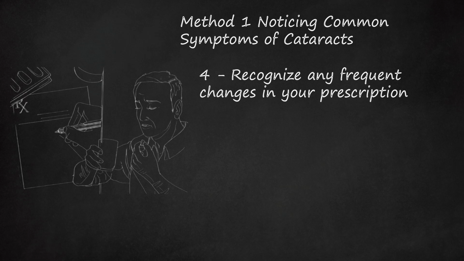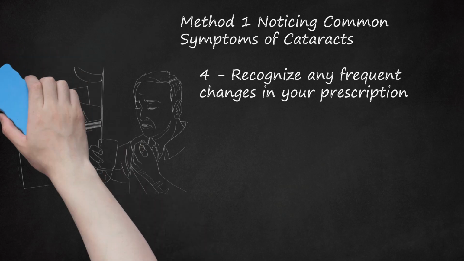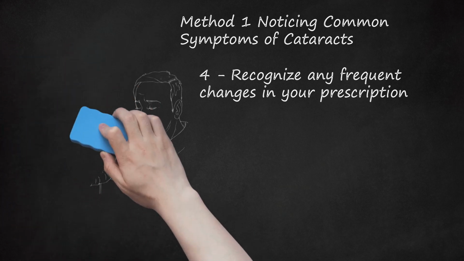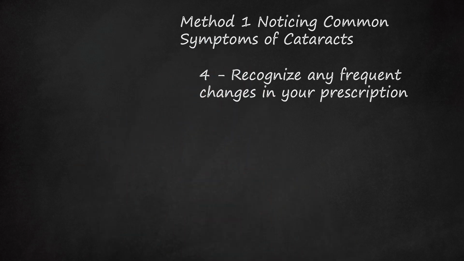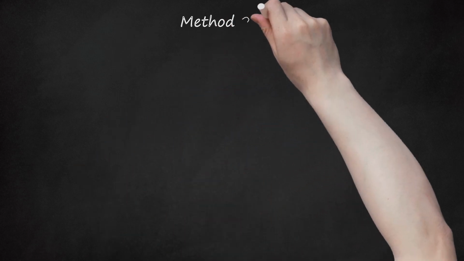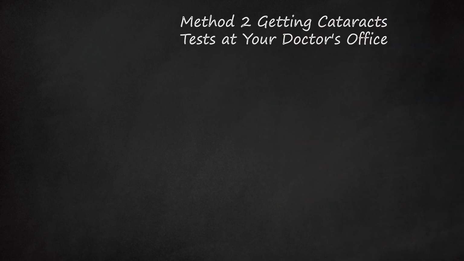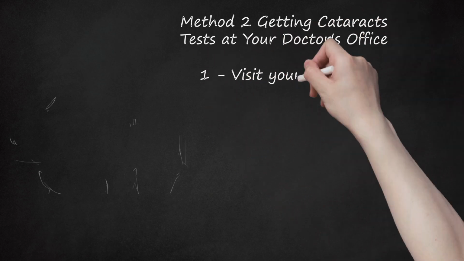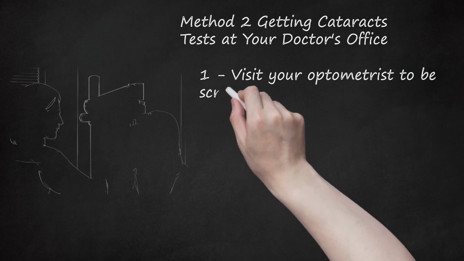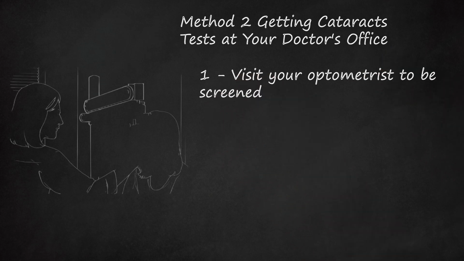If your vision is changing regularly alongside other symptoms, you should schedule an appointment with your optometrist. Method 2: Getting cataract tests at your doctor's office. 1. Visit your optometrist to be screened. Your optometrist may give you a variety of tests as well as questions to determine if you may have cataracts.